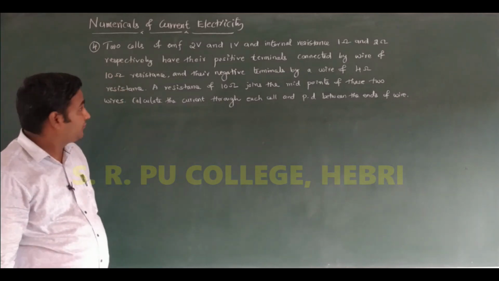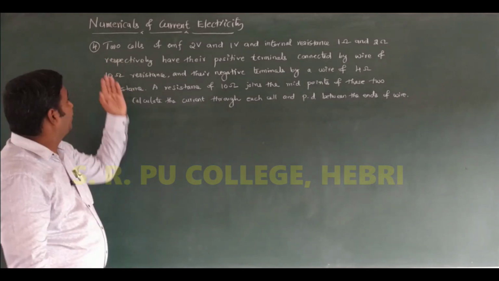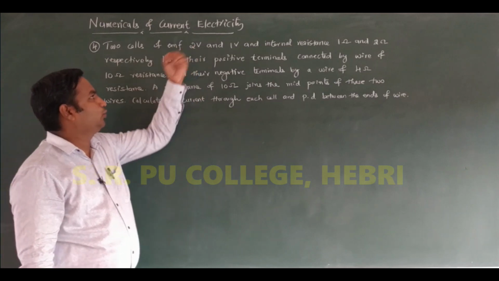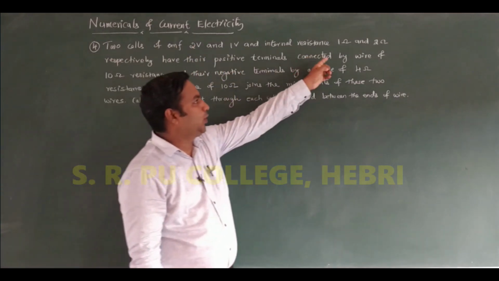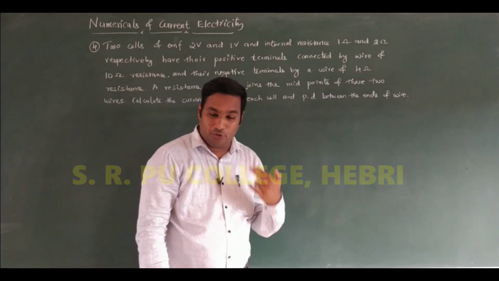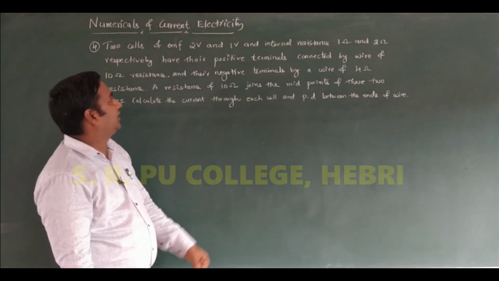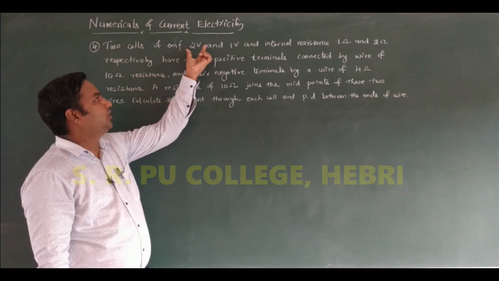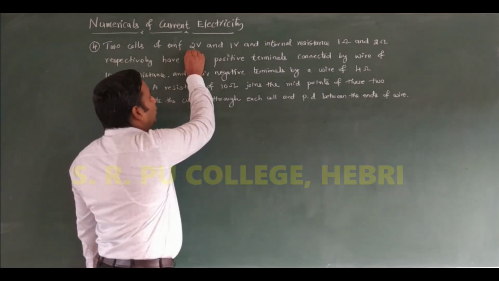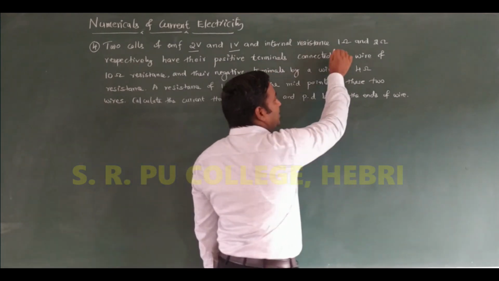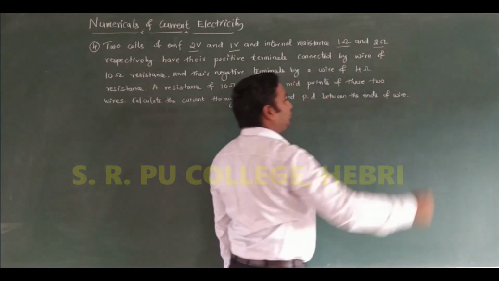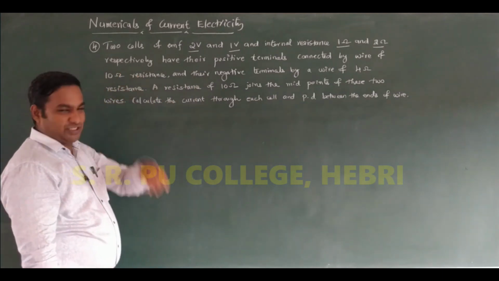Question number 4. It's like this. Two cells of EMF 2 volt and 1 volt, and internal resistance 1 ohm and 2 ohm. How many cells are given here? 2 cells are given. EMF is 2 volt and 1 volt, and internal resistance is 1 ohm and 2 ohm respectively.